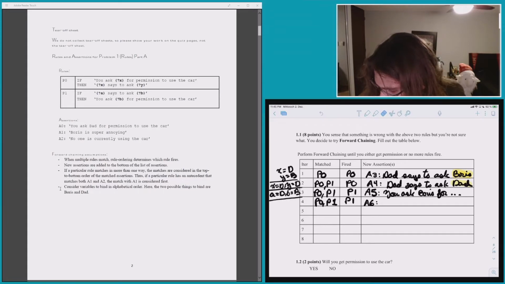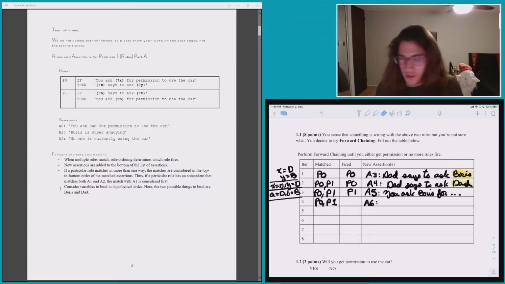Let me backtrack a little bit. You asked Boris for permission to use the car. Sorry, I misread. You asked Boris for permission to use the car. In hindsight, I should have written it completely as A5. That's what I think messed up my reading. Now I have a match with P0 again.